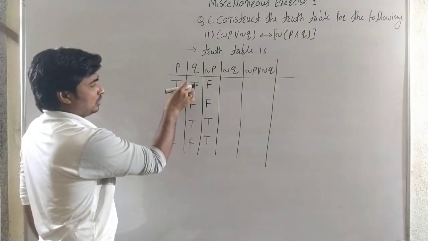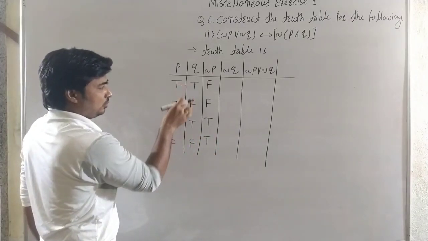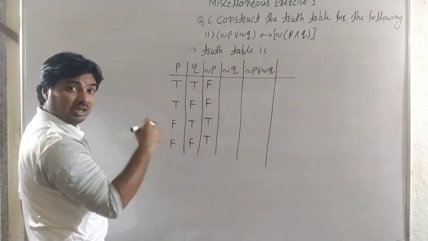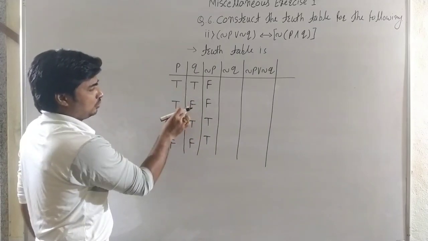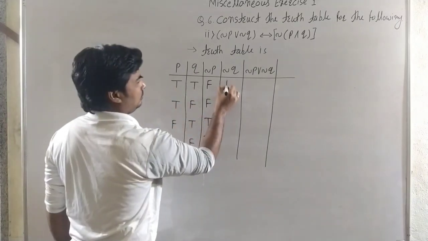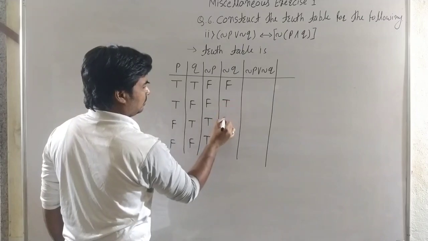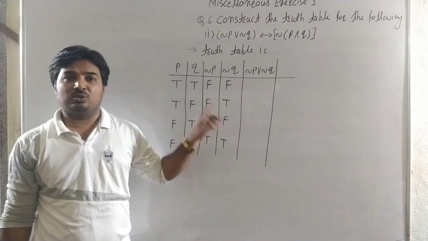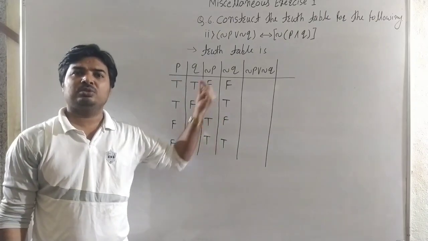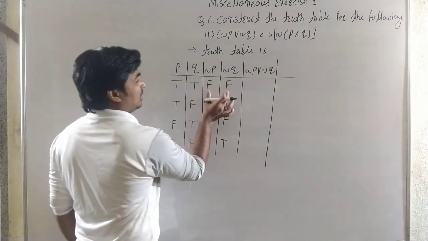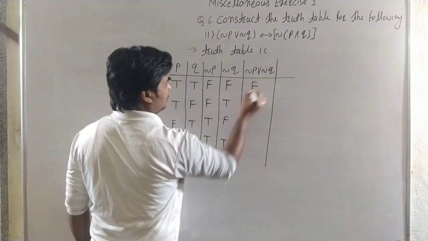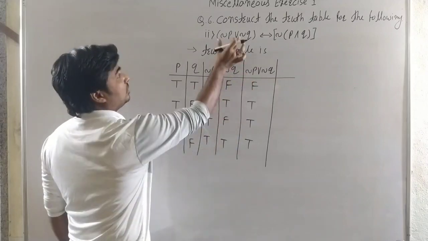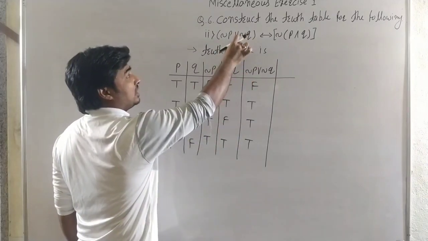Negation Q: Q is true, false, true, false, so negation Q is false, true, false, and true. Now negation P or negation Q. Or means at least one is true, then the truth value is true. Here false or false is false, then true, true, and true. This is the truth value of this statement, negation P or negation Q.